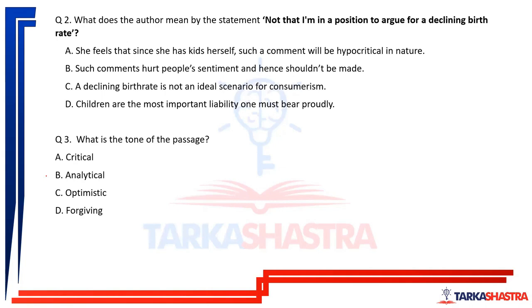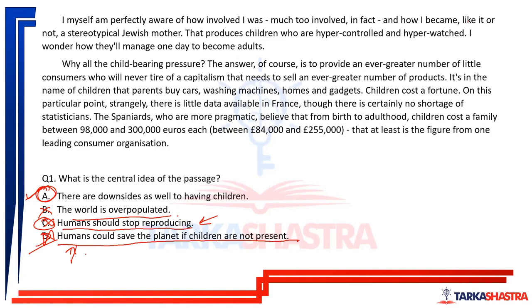Let's take a look at question number 2. What does the author mean by the statement, "not that I am in a position to argue for a declining birth rate"? Now, please notice that this kind of highlighting will be done in NMAT, CET and some other exams. When they are going to ask you about a particular statement, while reading only, you'll notice that there is something that is highlighted. So you have to pay better attention to it. It could be in bolds or in highlights. All right, so let's see what is happening here.